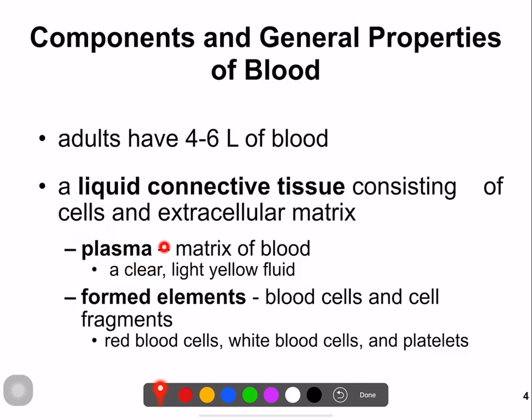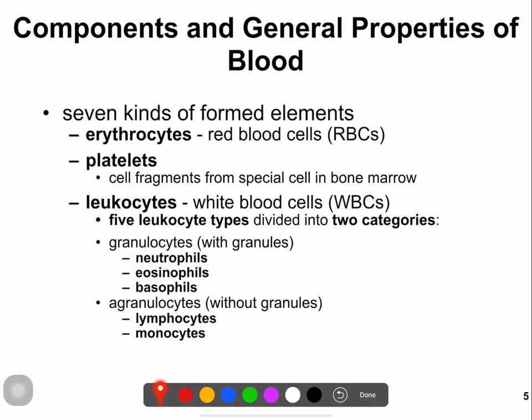First of all, we have plasma. Plasma is the matrix of blood, and it's a clear yellow fluid. We'll talk more about what's in plasma, mainly water, electrolytes, antibodies, proteins, etc. And then the other part are the formed elements. Most people would refer to them as the blood cells, but we have to keep in mind that one of the components is technically not a cell, and that's platelets. So really, we're looking at blood cells and fragments. So we have red blood cells, white blood cells, and also platelets.